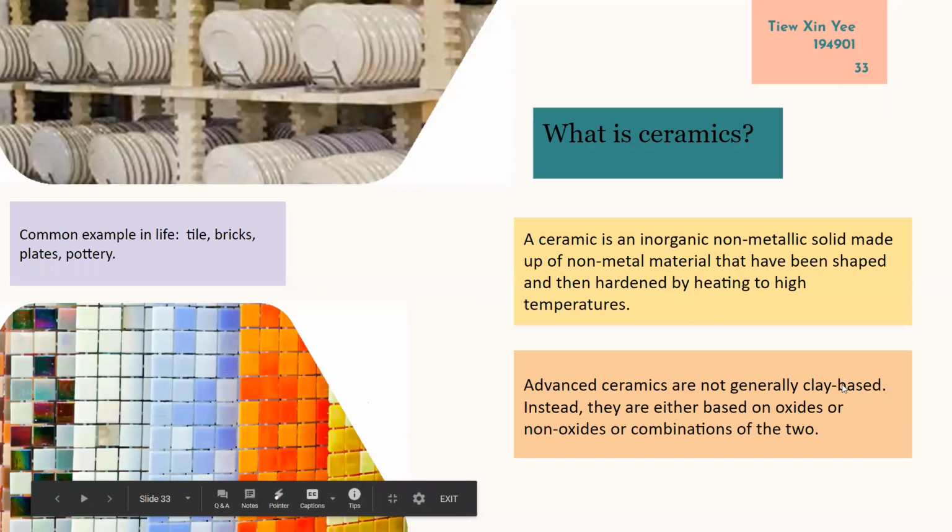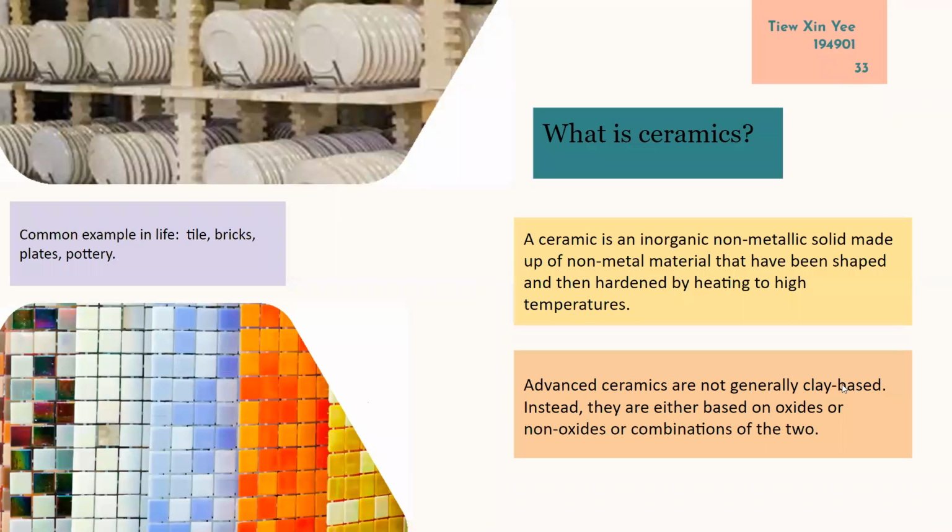Okay, so first, what is ceramics? Ceramics is an inorganic, non-metallic solid made out of non-metal material that has been shaped and then hardened by heating to high temperatures. The common examples that we can find in life are tiles, bricks, plates, and pottery. Normally, for those common examples, the ceramics that we find in life are clay-based. But nowadays, advanced ceramics are not generally just clay-based. Instead, they are either based on oxide or non-oxide, or a combination of the two.